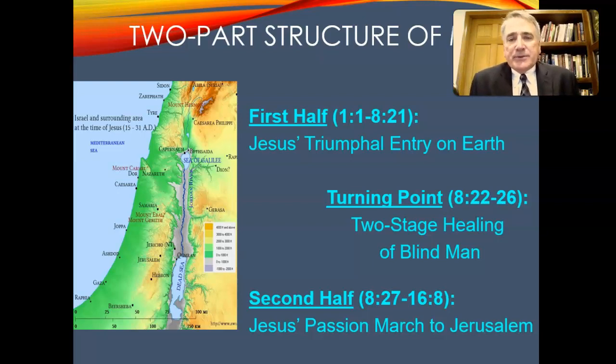And the big difference between the 2 halves is that in the first half, you have Jesus sort of performing a ton of miracles. He's sort of this triumphal entry onto earth. In the second half, Jesus starts predicting his death, and he starts on the way towards Jerusalem, towards the Passion. And much more teaching in the second half in terms of his verbal discourses than what we have in the first half.